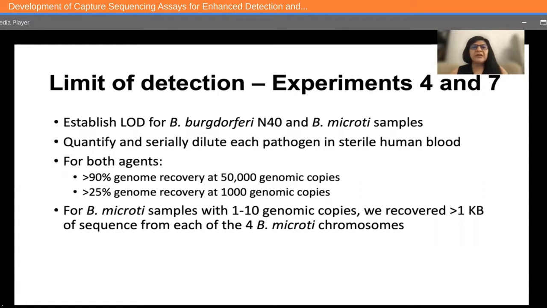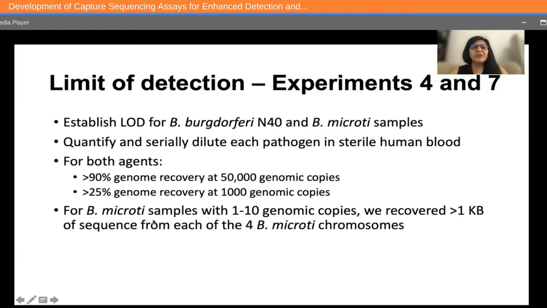The next experiment was to establish limit of detection, and for that we used Borrelia burgdorferi and Babesia microti samples. We quantified the pathogen and serially diluted them in sterile human blood to generate tenfold dilutions. For both agents, we were able to get 90% genome recovery when we had greater than 5,000 copies, and 25% genome recovery at 1,000 genomic copies.